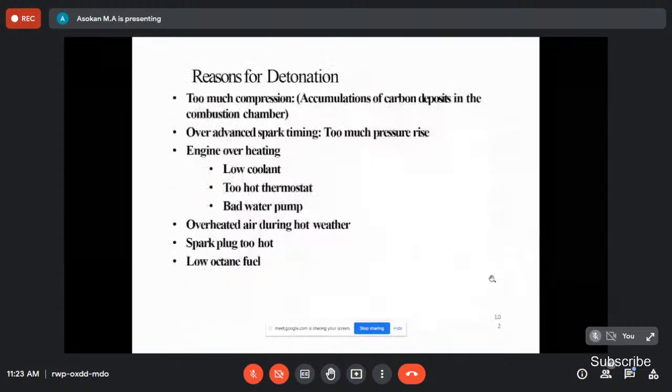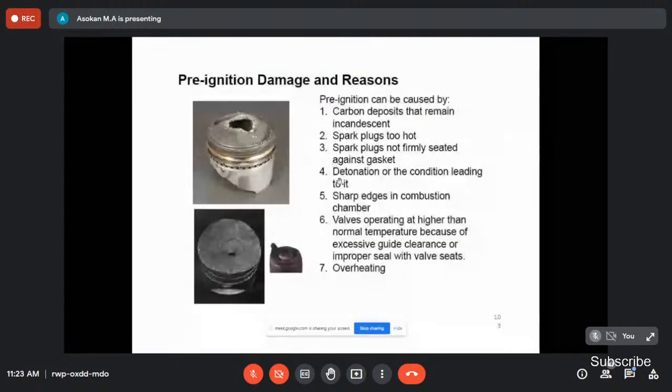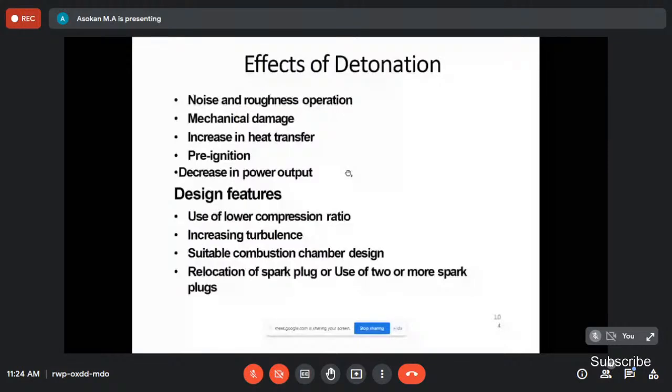And the reasons for detonation, which we already discussed: too much compression, over-advanced sparking, too much pressure increase, overheating, low coolant supply, too hot a thermostat, bad water quantity. These are the reasons for detonation. See some damage and the reasons. Due to detonation, the piston gets damaged, with carbon deposit on the top of the piston. And what are the effects of detonation? Noise at the utmost operation, mechanical damage, increased heat transfer, pre-ignition, decreased power output.